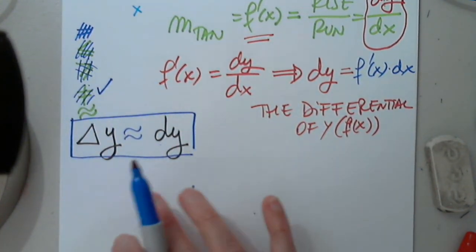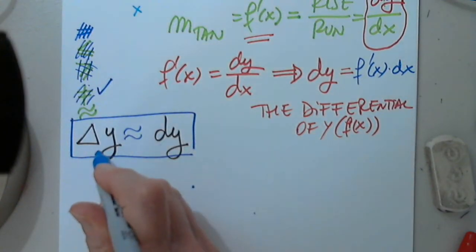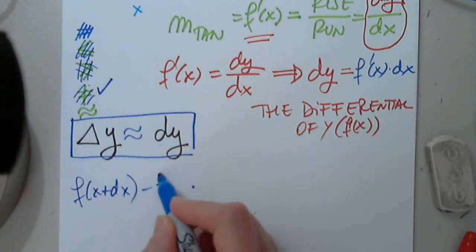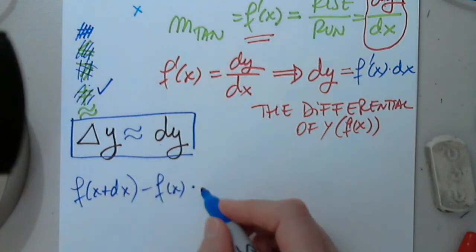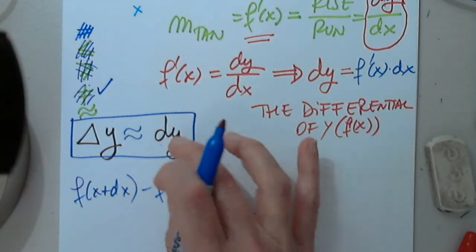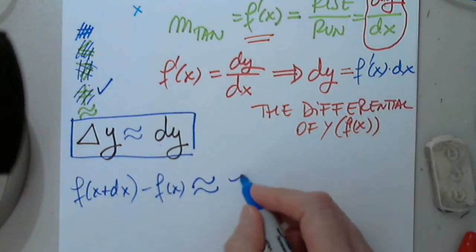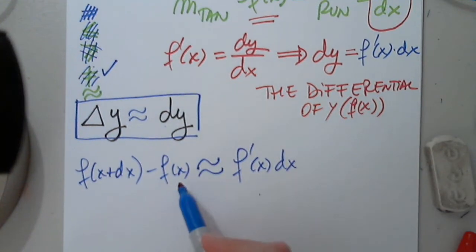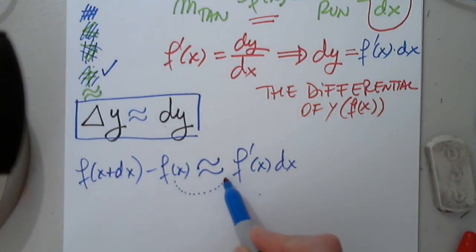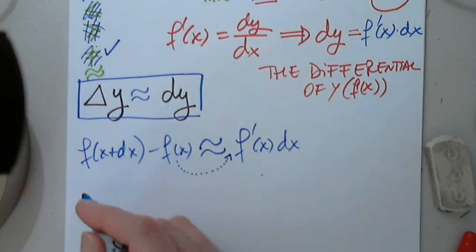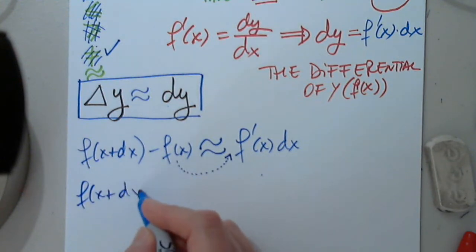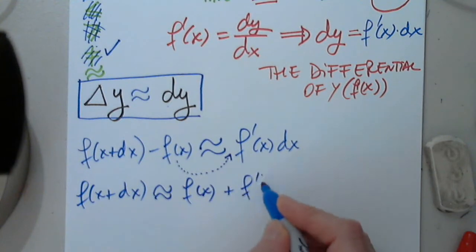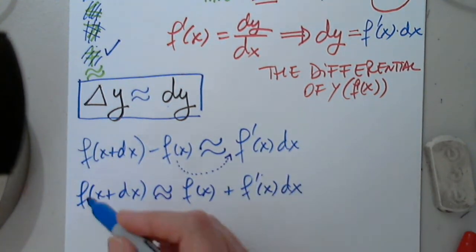Once we understand that they have to be very close, remember this definition: f of x plus dx minus f of x, approximately. Remember this definition, you just gave it to me: f prime of x dx. So, of course, I'm going to do this, and I have f of x plus dx approximately f of x plus f prime of x dx.